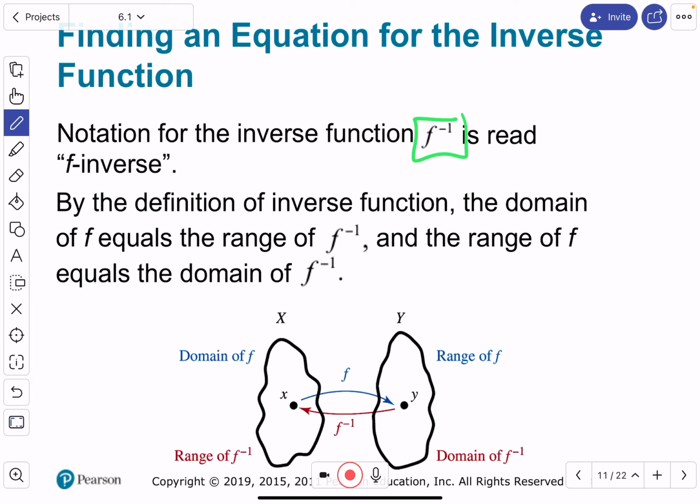Now, because these flip each other around, the domain and range are going to swap. So the domain of f is going to be the range of f inverse, and vice versa.